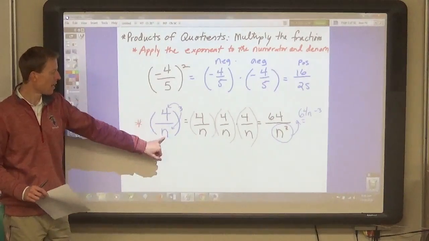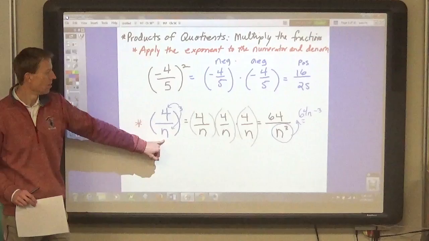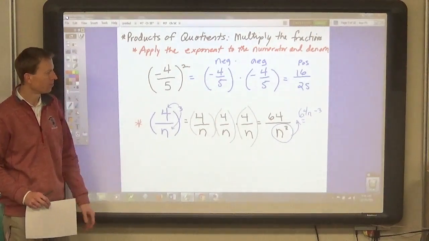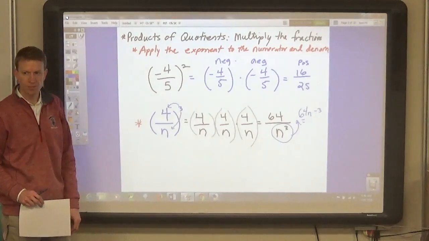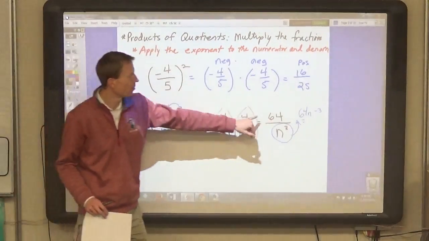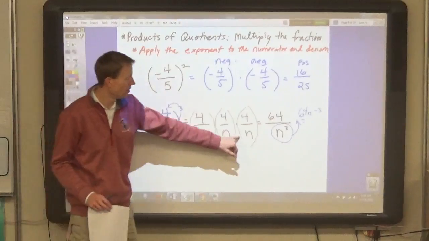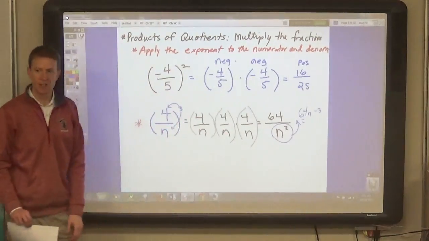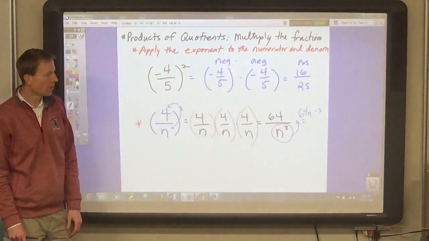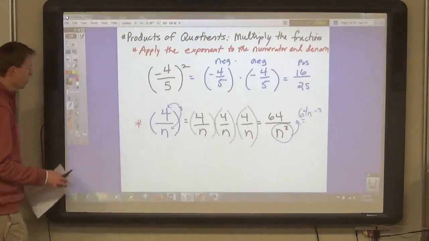Now, sometimes you'll just have a variable in the denominator. So 4 over n to the 3rd power. So that's 4 to the 3rd power. We already know that's 64. And n to the 3rd power. So it's 64 over n to the 3rd power. Look at how you write that without the division bar, without the fraction bar.